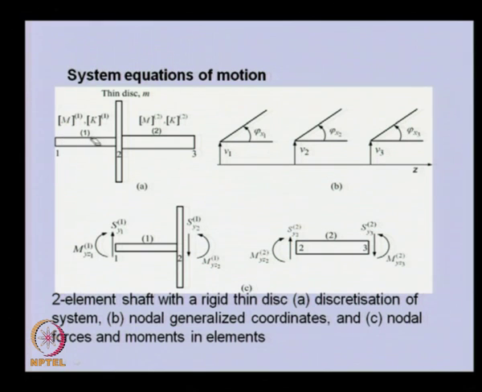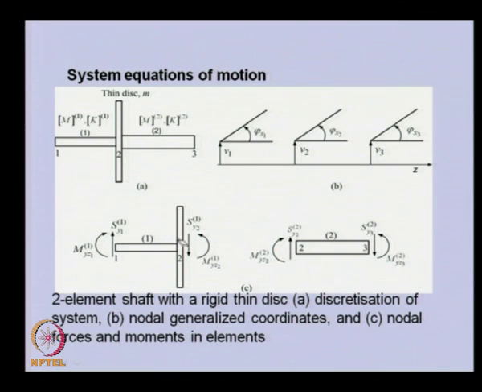So, this is one element, this is another element. The dimensions of these two elements are different, and in between there is a thin disk. Now you can see that in these two elements we have three nodes 1, 2 and 3, and at each node we have 2 degrees of freedom. So, in total there are 6 degrees of freedom. We have divided these two elements like this.